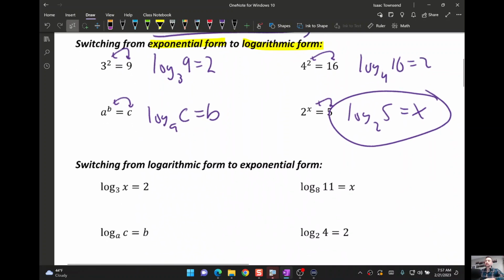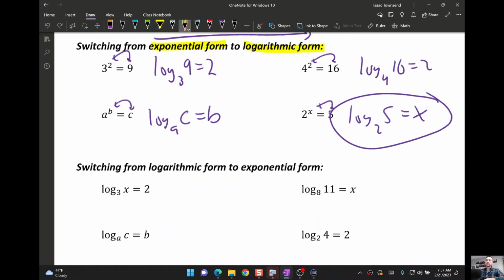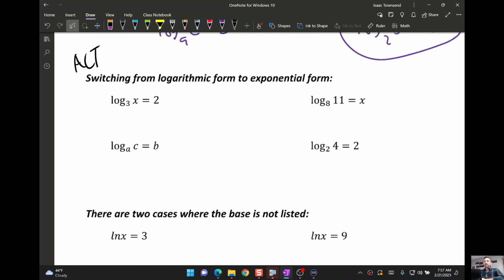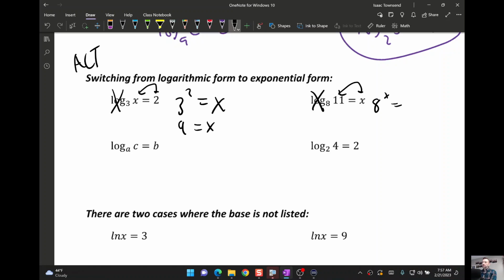Now, we also will ask you to go the other direction. By the way, I have seen this stuff on the ACT quite a bit, switching from logarithmic to exponential, exponential to logarithmic. So it's basically like you're undoing the previous step. If you want to take log out of this so that it's no longer logarithmic form, you need to switch the x and the 2 back. And I guess if it's something like 3 squared, you can simplify. So to make log go away, you have to know which 2 things you have to switch.